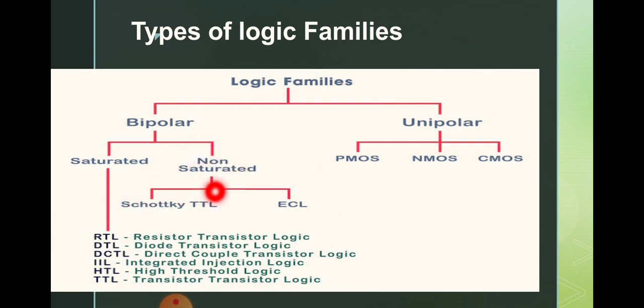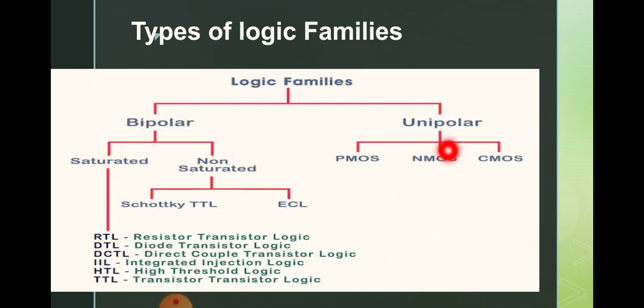Now let us move towards the non-saturated type. The non-saturated logic families are again divided into two different types, that is Schottky TTL and ECL, Schottky transistor logic and emitter coupled logic. So these are the logic families which are developed under bipolar technology.